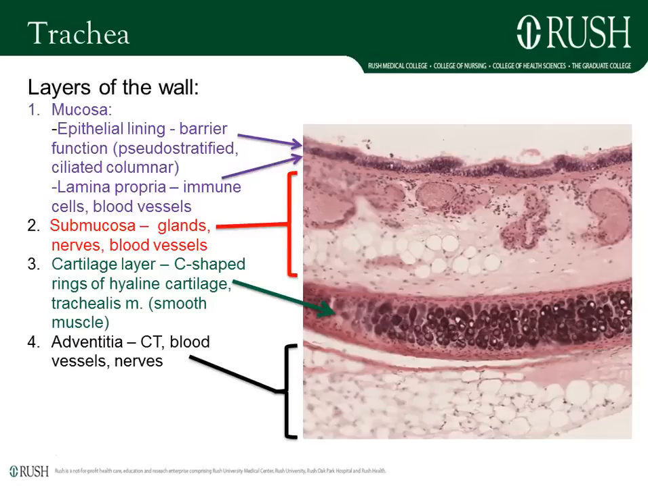So the trachea has several layers in the wall. First, it has a mucosa, again, the epithelia being pseudostratified ciliated columnar, with an underlying lamina propria, which has immune cells and blood vessels like you would expect any lamina propria to have. Underneath that is a layer of a little bit denser connective tissue called the submucosa, and that often contains the larger blood vessels as well as glands and nerve bundles. Underneath that is the support structure, the C-shaped rings of cartilage.